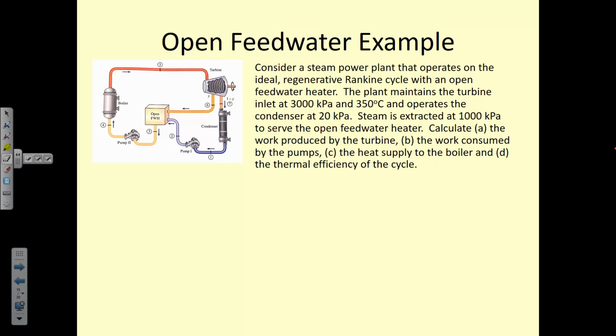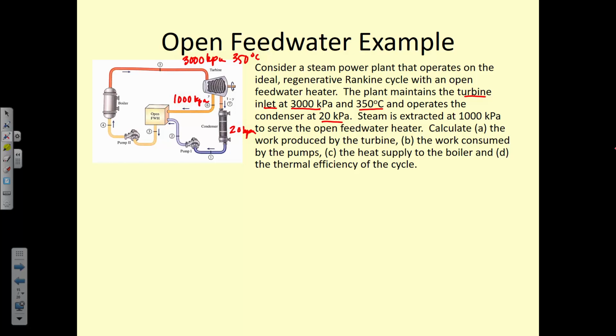So the turbine inlet is at 3,000 kilopascals and 350 degrees Celsius. So where on this diagram is that? What state is that? The turbine inlet. Five, right? So 3,000 kilopascals and 350 degrees Celsius. And the condenser is at 20 kilopascals. Steam is extracted at 1,000 kilopascals to serve the open feed water heater. So what does that mean? Where is that 1,000 kilopascals? Six. State six. So this is 1,000 kilopascals.